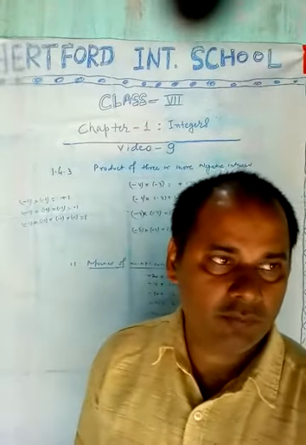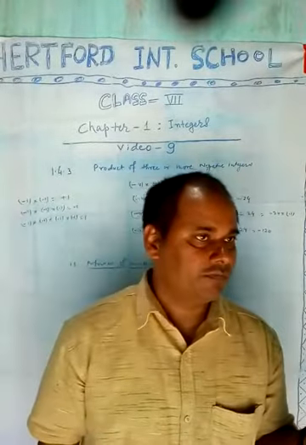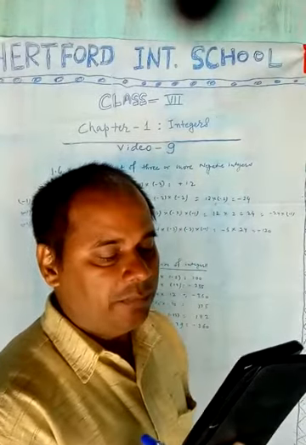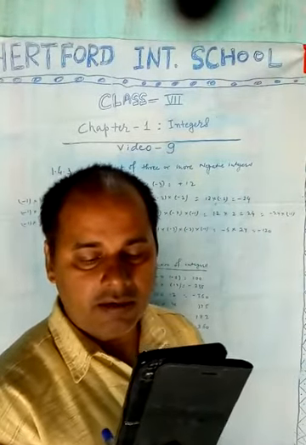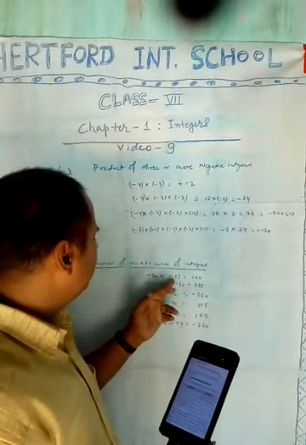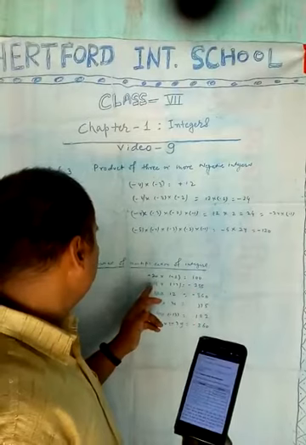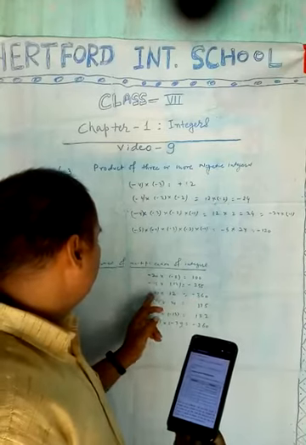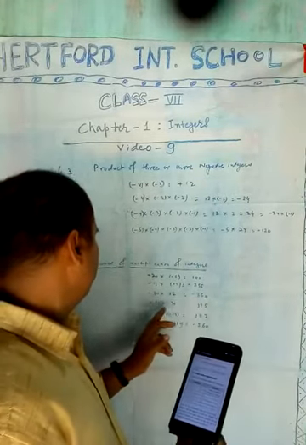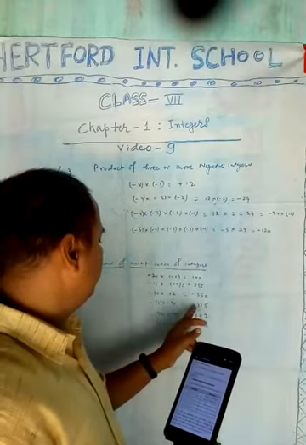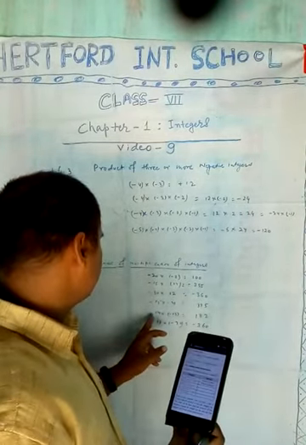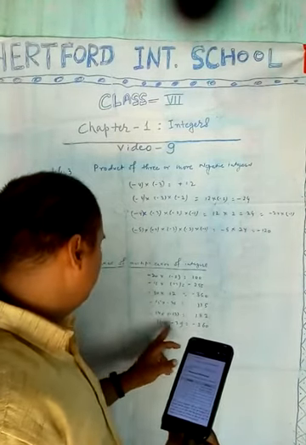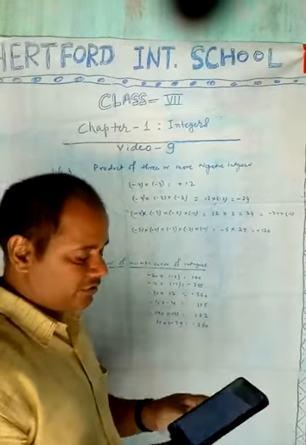So next point is 1.5, properties of multiplication of integers. 1. Closure under multiplication. Observe the following table and complete it. (-20) × (-5) is 100, positive. (-15) × 17 is -255, that is negative. (-30) × 12 is -360. (-15) × (-25) is positive. (-14) × (-13) is positive. 12 × (-30) is -360, negative.